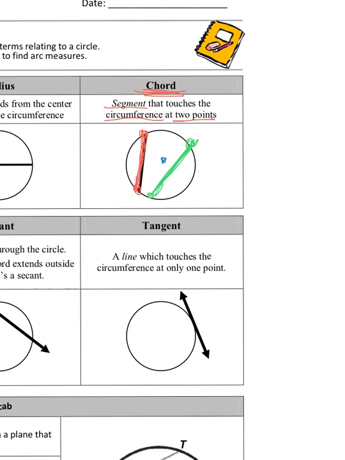Last one, tangent. In this case, it states that it is a line. Technically, it could also be a segment or a ray. But the important thing about a tangent is it touches my circle at only one point, one specific point. So that's where it touches my circle, and here's my tangent line.